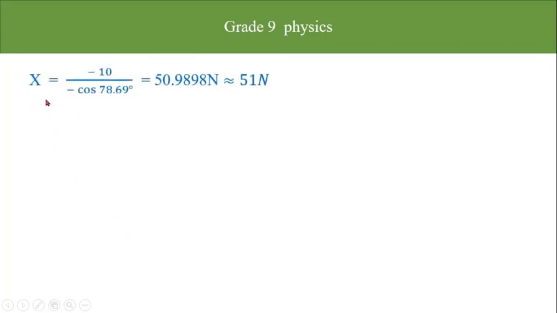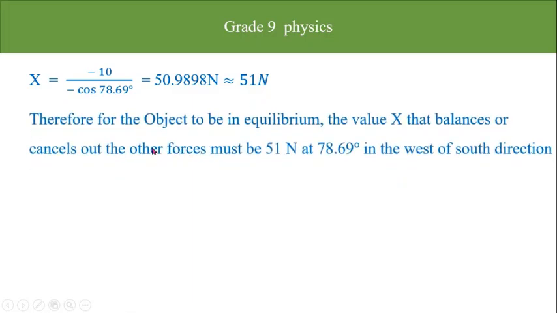Now x, the resultant vector, is equal to negative 10 divided by negative cos 78.69 degree, which implies 50.989 Newton, which is approximately 51 Newton. Therefore, for the object to be in equilibrium, the value of x that balances or cancels out the other forces must be 51 Newton at an angle of 78.69 degree in the west of south direction.